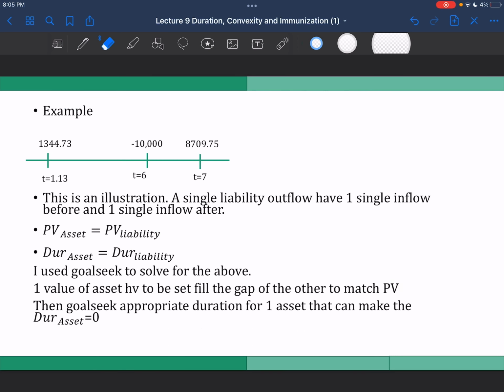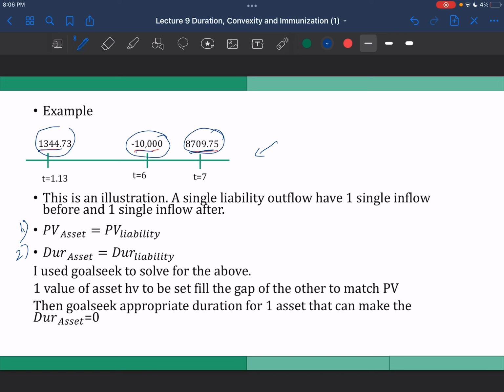Okay, let's see an illustration of how this full immunization can be achieved. So here in this example, we can see there is one liability, and before it comes one asset, and after it we have another asset. I also make sure the first condition and the second condition are achieved for this set of three. The first condition is that the present value of these two assets equals the present value of this liability, where the present value is at time 0. Then also the duration of the assets equals the duration of the liability.